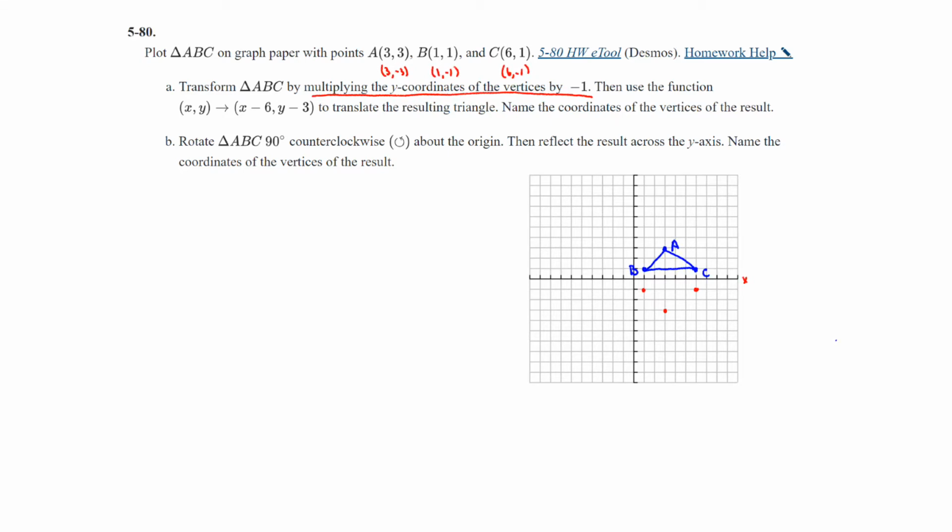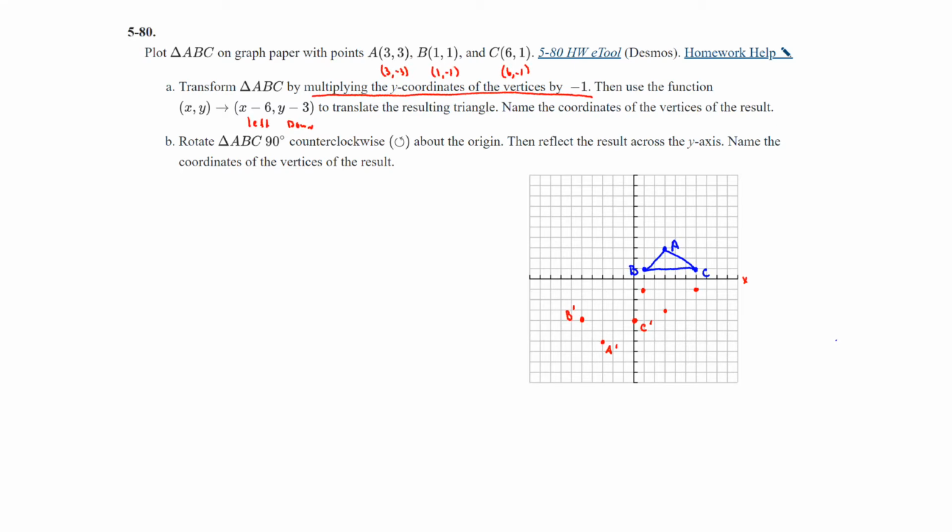Now we're going to move them to the left 6 units and then down 3 units. I'm going to take each of these points and go left 6, counting 1, 2, 3, 4, 5, 6, and then down 3. This would be my new point B prime. On C, we're going to go 6 over and then down 3, so this would be my new C prime. Then A, 6 over and down 3, and that should represent my new A prime.